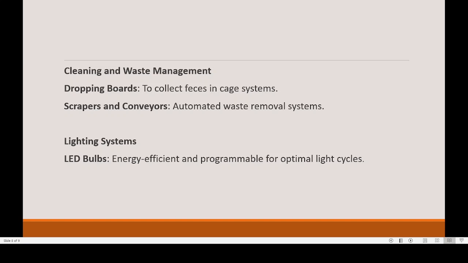Or this kind of large setup. See here, you can see that when the eggs come here, they are automatically taken by the conveyor belt. So that kind of practice is necessary in a commercial farm. So that is an idea regarding the different equipment used in a poultry farm.